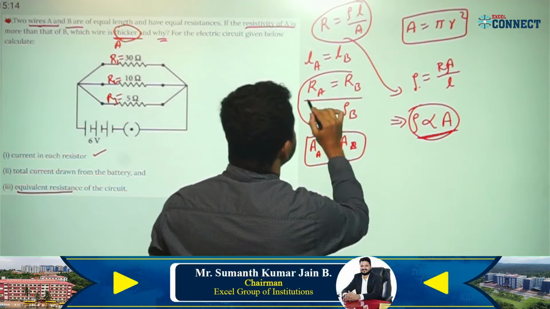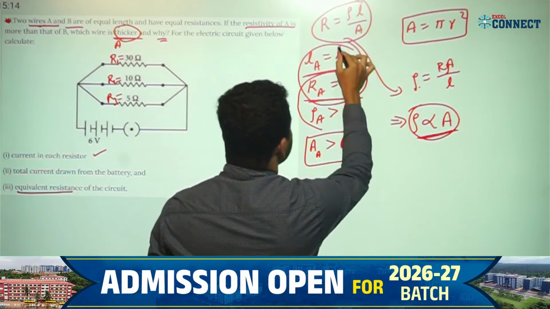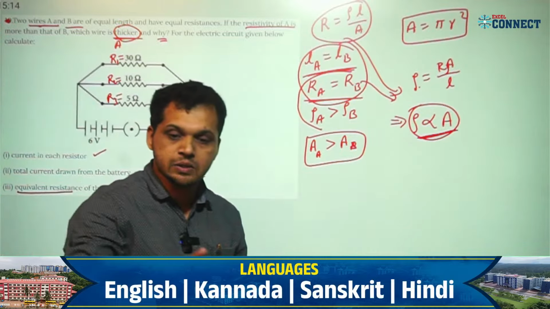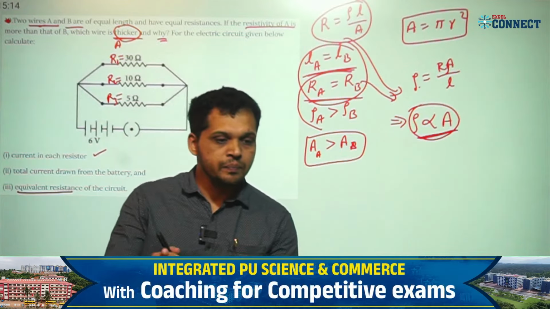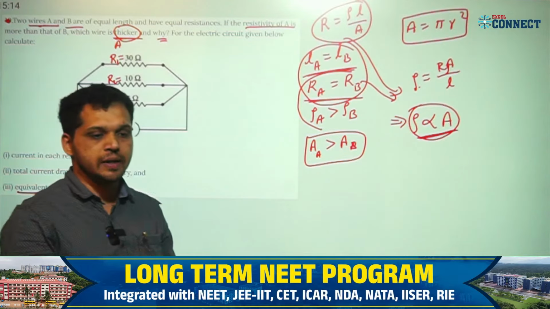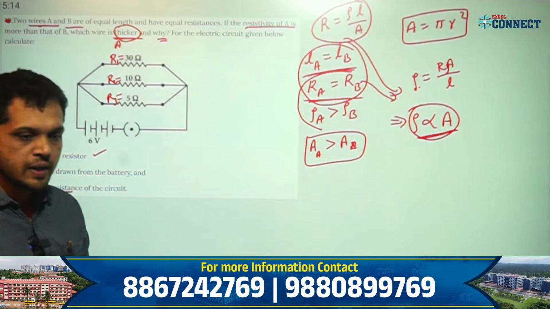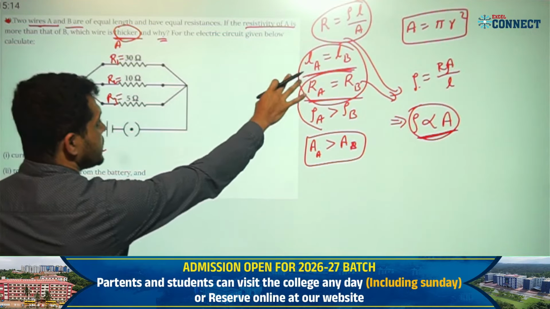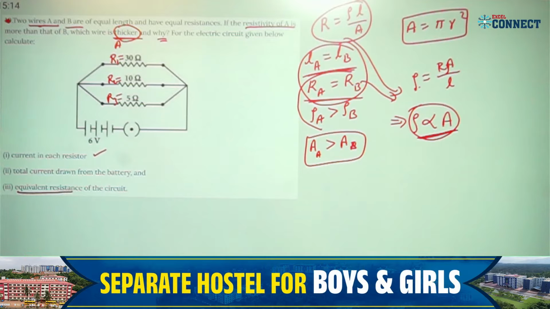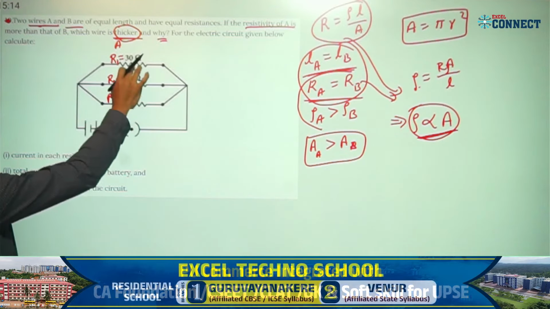If RA is equal to RB and LA is equal to LB, I can write resistivity is proportional to area. Otherwise, the resistivity of a given conductor is a constant, right? Resistivity is independent of the cross-sectional area and the length. For this specific question, we can write rho is proportional to area. Now I will find the equivalent resistance first for this circuit.